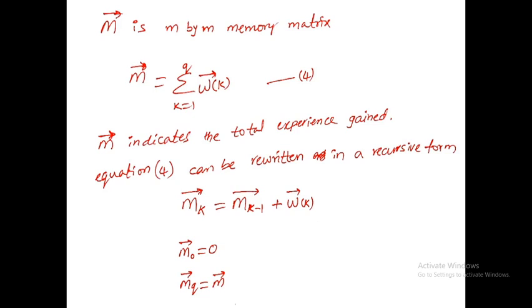In the equation mk is equal to mk minus 1 plus wk, three terms are there. mk is nothing but the present pattern memory. The second term, mk minus 1, is nothing but the previous pattern memory. The third term is nothing but w of k, the present pattern connection link weights. So each pattern will have an m by m connection link weights matrix, right?